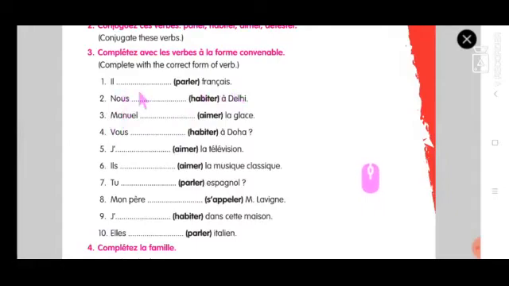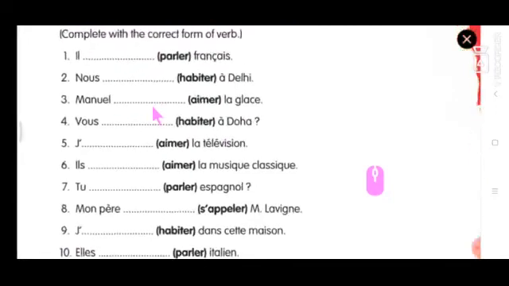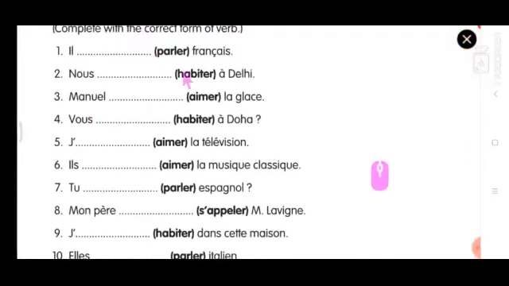Second one. So I think the first one is very easy. Second one, the verb is not here. So let's see how we are managing this. Nous dash habiter à Delhi. So now we have to go according to the rule. So first rule is take out the ER. So write the radical. What is left out is radical. Habite. H-A-B-I-T is the radical.